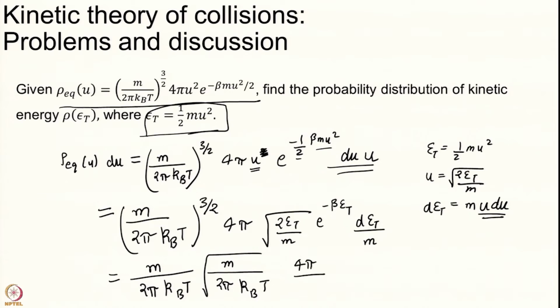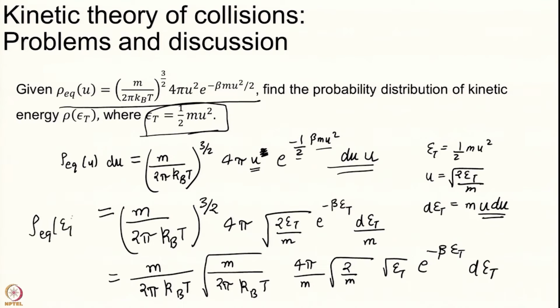4 pi over m root 2 over m root epsilon t e to the power of minus beta epsilon t d epsilon t. So, let me just write this, since to be correct, this I have converted now. So, I will see several factors are going to cancel. m cancels with m, 2 pi cancels here to give me 2. Anything else cancels? Yes, m cancels with m, this 2 cancels with this 2.